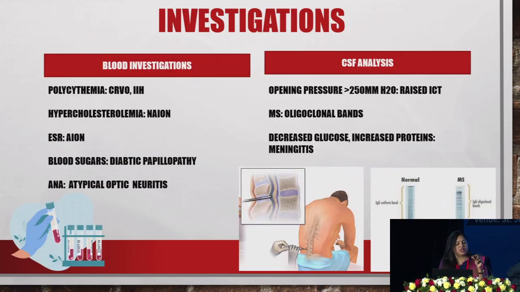And necessary investigations, like some of the blood investigations which are very important, are ESR in AON and blood sugars for diabetic papillopathy, hypercholesterolemia, and polycythemia. And as I told, CSF analysis, opening pressure, and ruling out meningitis also is very important.